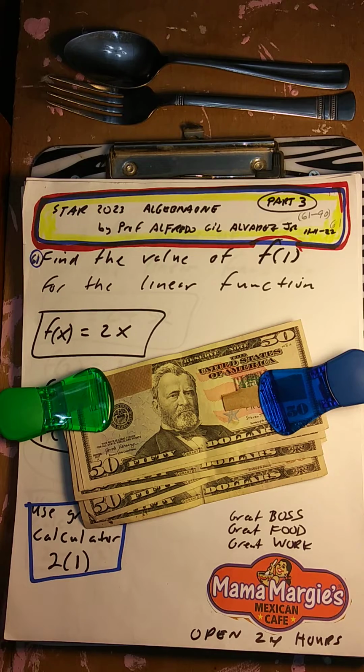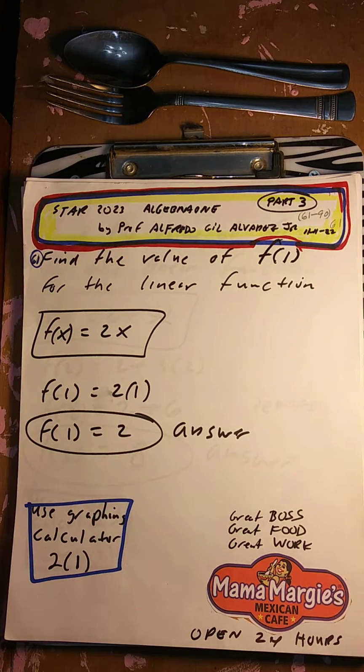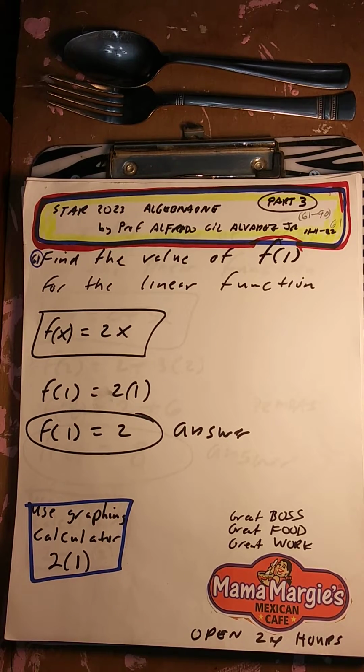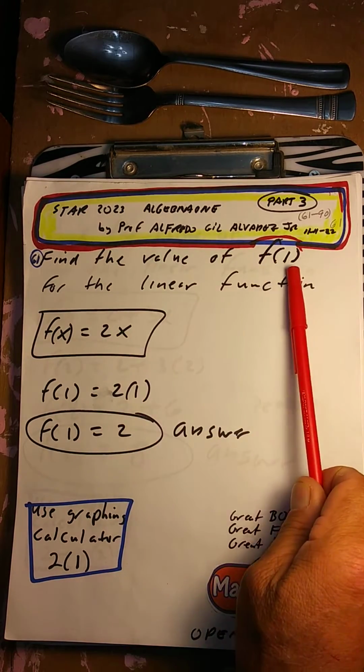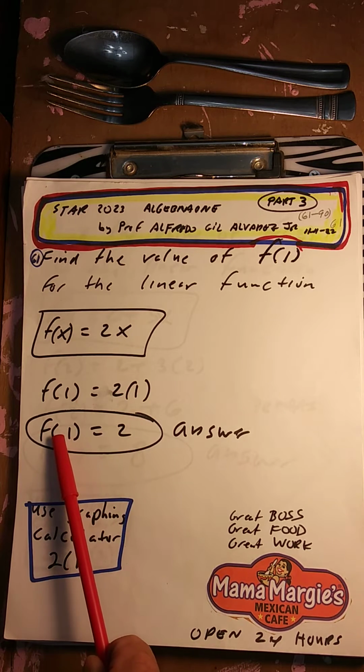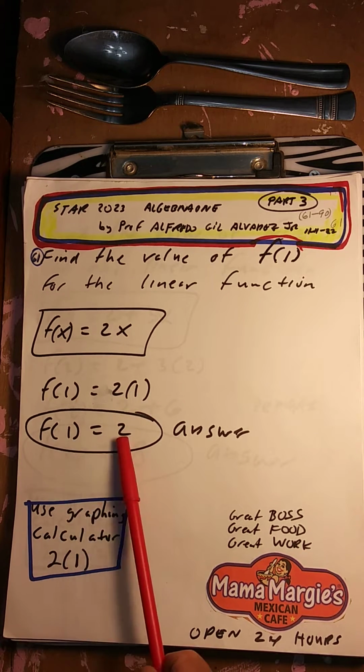Anyway, if you don't need that right now, let's just figure out this problem, okay? Find the value of f of 1 for the linear function. F of x equals 2x. That means you put a 1 in there. So 2 times 1 is 2. So f of 1, the linear function, is equal to what? 2. F of 1 equals 2.